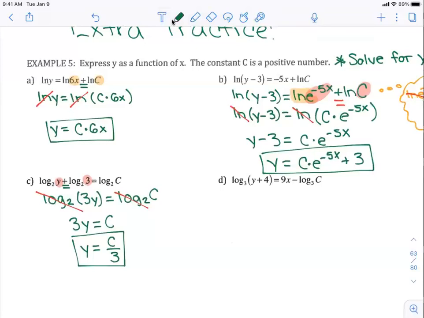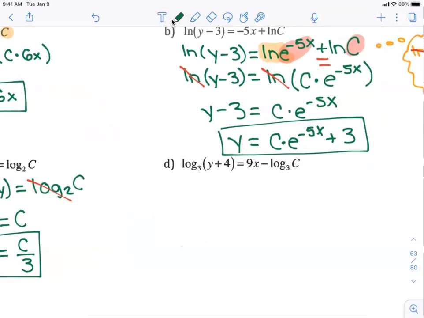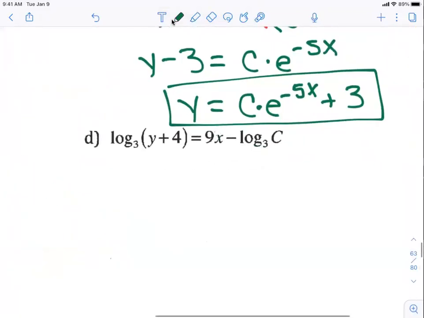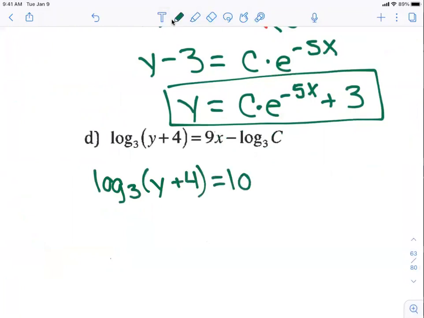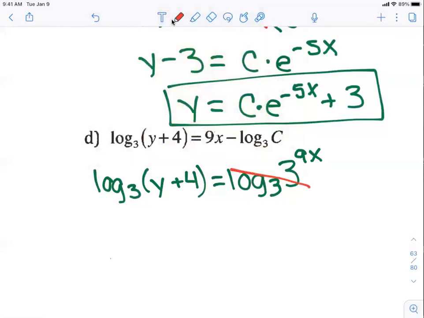D is the hard one, so I'm going to do this one with you. Once again, the problem here is the 9x doesn't have a log base 3. We need to put a log base 3 there, because this one has it and this one has it. We need this one to have it as well. When you add in the log base 3, you're adding in log base 3 of 3 to the 9x, because that's really just 1, and these would cancel, and that equals just 9x. So we're not actually changing the problem, we're just making it look different.